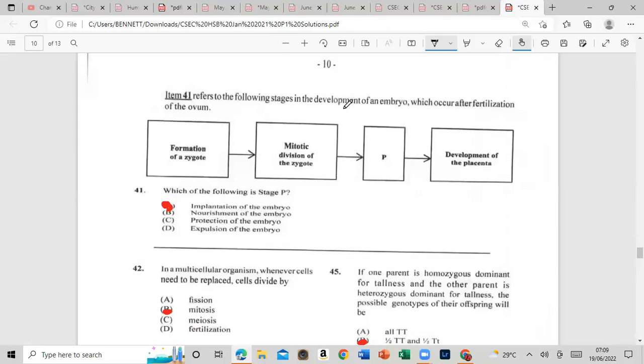41 refers to the following stages in the development of the embryo which occur after fertilization of the ovum. All right, so you can't miss it now, guys. So it's the formation of the zygote, meiotic division of the zygote, and which one is E? And that would be implantation of the embryo.